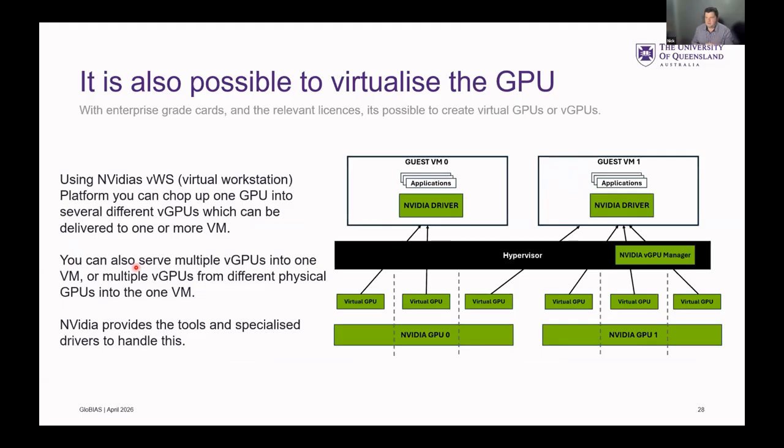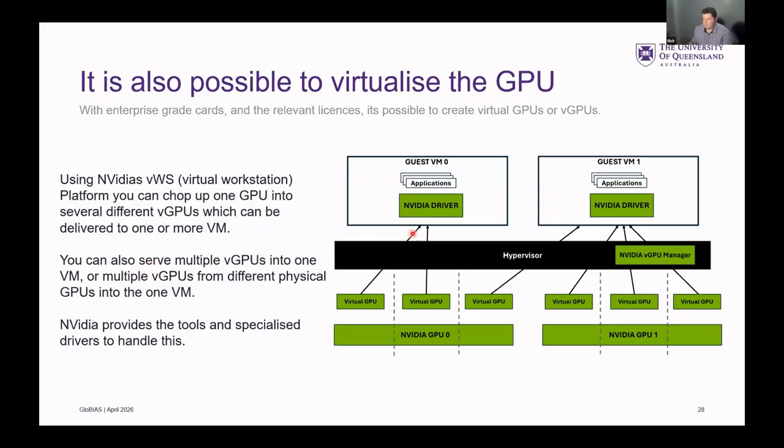But we can also virtualize the GPUs. And this is something that when I discuss with people, they're not really aware that this is possible. So with the enterprise grade cards, these aren't like your NVIDIA 5090 Ti cards. These are the enterprise GPUs. You can use a platform, or kind of like a driver, called Virtual Workstation. It used to be called Grid. And this lets you chop up the GPUs. And so you can take one GPU and then present that as multiple smaller GPUs.